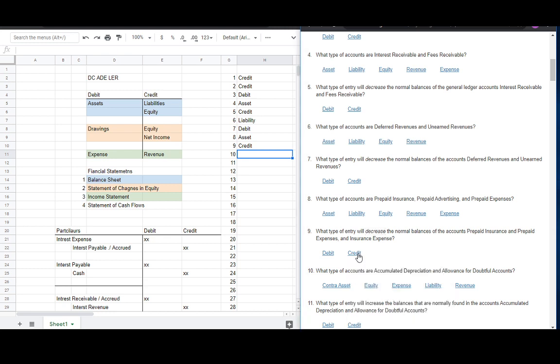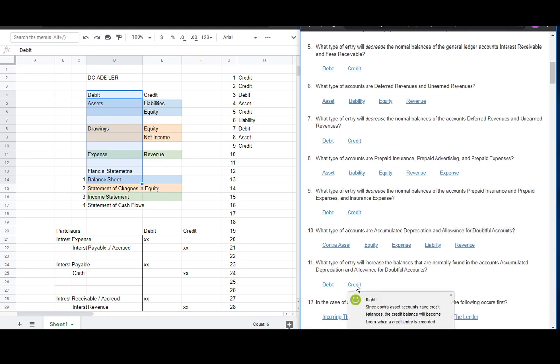And number 10, what type of account are accumulated depreciation and allowance for doubtful accounts? They are contra accounts, where we recognize it opposite of their normal credit balance of the account they are being offset against. So accumulated depreciation is offset against equipment, while allowance for doubtful accounts is offset against accounts receivable. So they have a debit balance, so we credit it since it is a contra account. And this is contra asset.